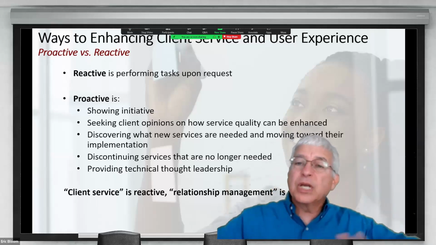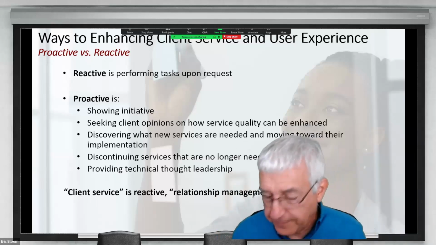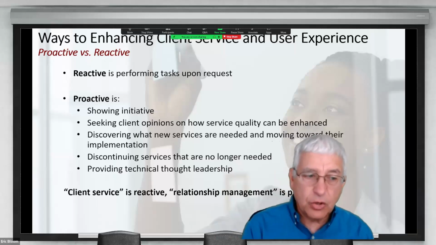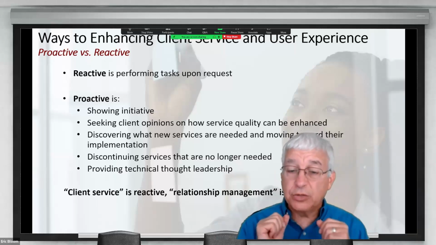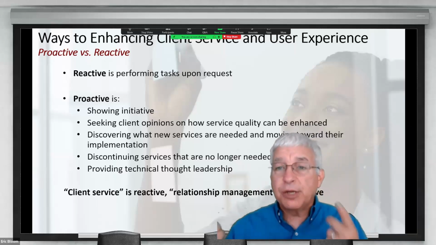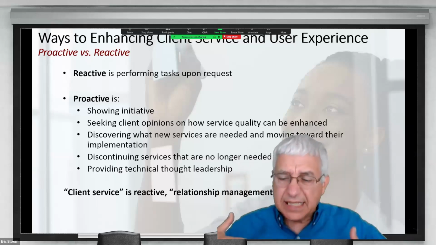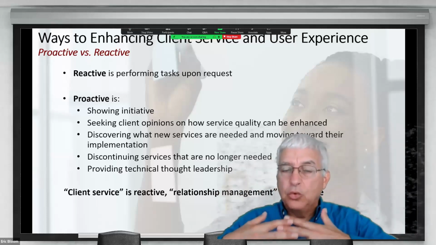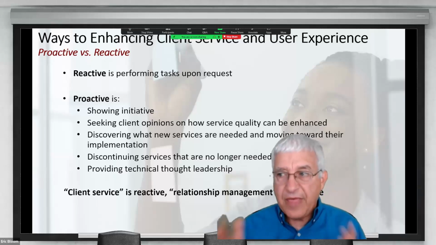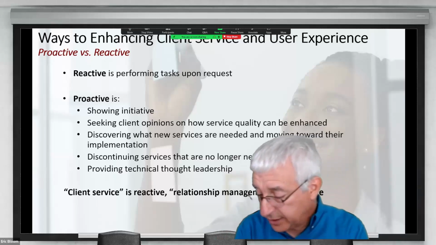But anyway, when you look at this proactive, reactive stuff, what is it? Client service is reactive. They ask you to do something, you do it. Relationship management, or greatly enhancing the relationship between you and your client base, comes from being proactive.